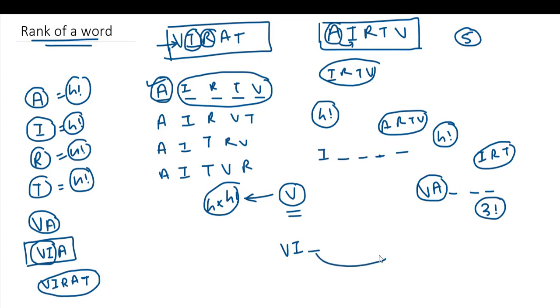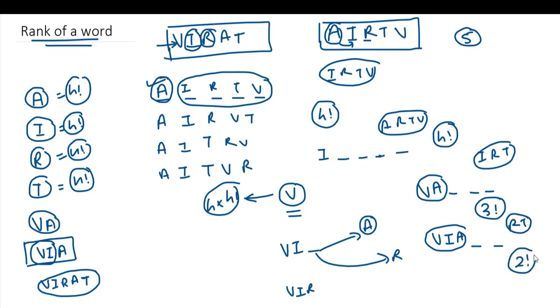Now we need our next letter to be R, but alphabetically the next letter would be A. So now we need to find all the words which are starting with the letters VIA. Then we'll get our next word which will be starting with VIR, because after A, since I is already taken, we'll have the next letter as R. So first we'll find all the words which are starting with VIA. Now for that we need to place two more letters, R and T, in two places. So this can be done in 2 factorial ways.